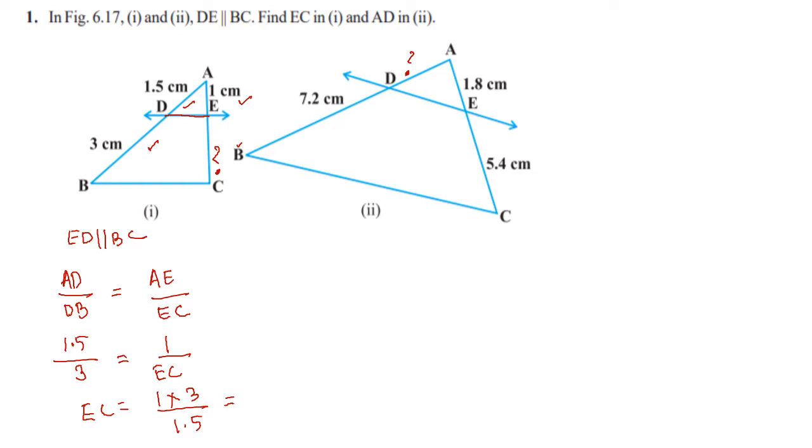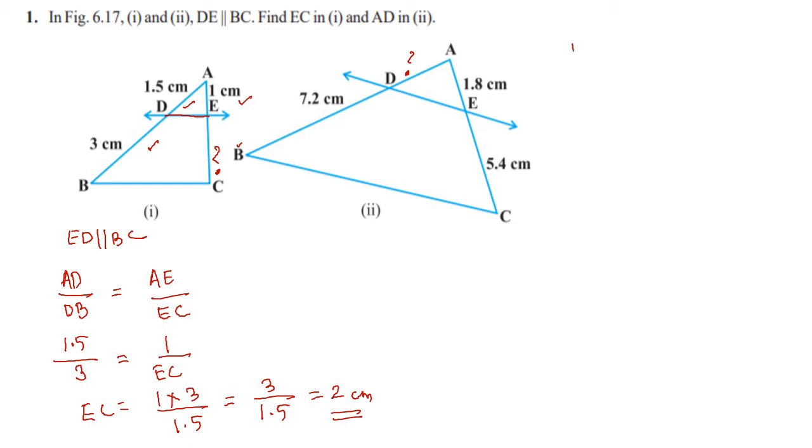Now, how will you get it? That is 3 divided by 1.5. What is the answer? 3 divided by 1.5. What will be the answer? Find it out. That is equal to 2. So, you get here EC is equal to 2 centimeter. It is very easy. So, these type of questions will come for MCQs.